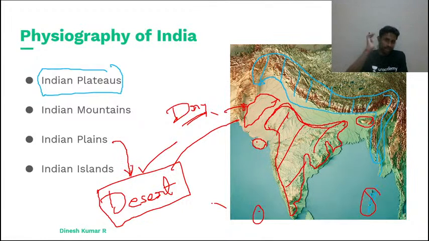So these are my first 4 divisions. Is that clear? I hope things are perfectly fine till now. What are these basic 4 divisions that we have to study? So we have to study the Indian plateaus first, that is the oldest one. Then we have to study the Indian mountains. Then we have to study the Indian plains. Then finally the Indian islands.